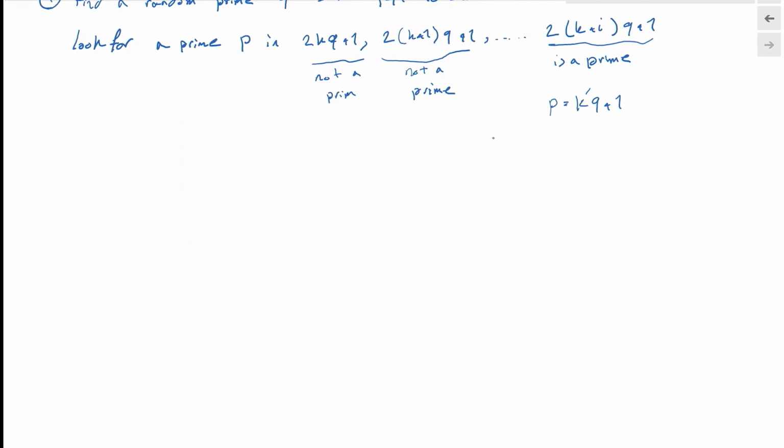So that means that we can form the group Z star P, which is all the numbers 1, 2, 3, all the way to P minus 1. Because P is prime, everything is co-prime, so they are all in the set. Interesting. So we found our P.